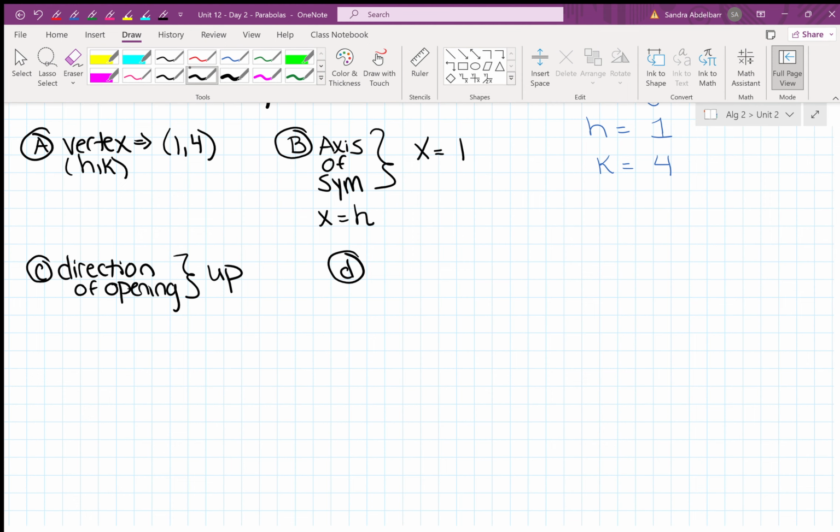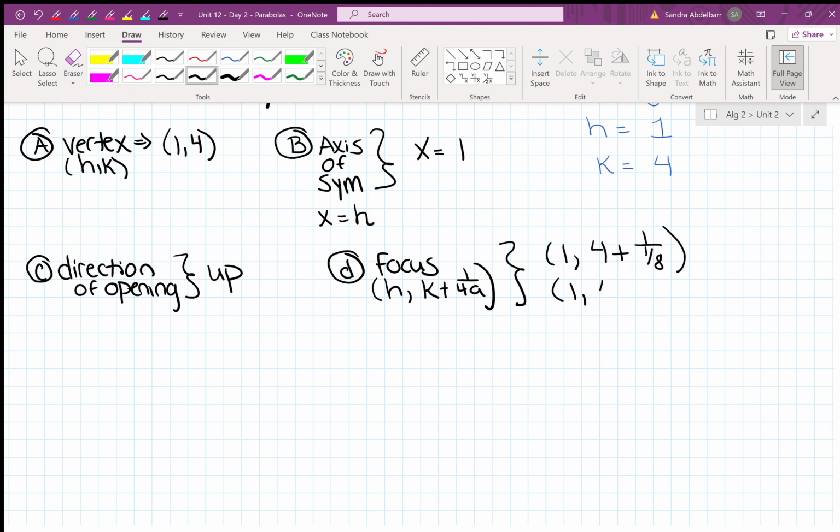All right, now I want our focus. So I need the coordinates for our focal point. If you remember from the last page, because this is a vertical parabola, it's h comma k plus 1 over 4a. So now let's plug this in. Our h is 1, so we have 1 comma. Our k is 4 plus 1 over a. Well, what's our a? 1/8. What's 1 divided by 1/8? 8. So this becomes 4 plus 8.